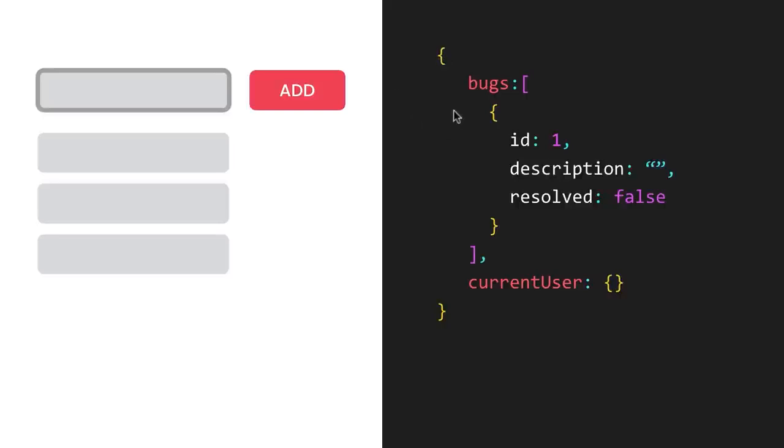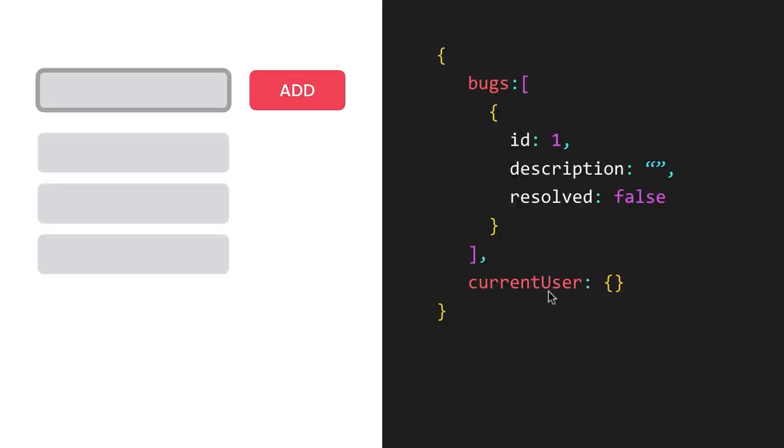So this object has a property called bugs. This is where we have our list of bugs. We can have another property called current user. This can initially be null. When the user logs in, we're going to set this to an object. So in this example, our store has two slices. One slice for the list of bugs and another slice for the current user. And that means we're going to have two different reducers.